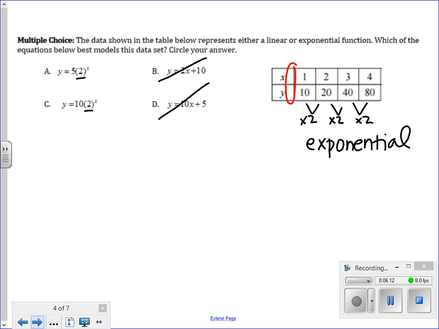What I'm going to have to do is figure out what is the starting value. Well, here's the trick. It's not 10 because the starting value has an x equal to 0, which is not on my table. So I actually need to go backwards a step and figure out what number do I multiply by 2 to get to 10. That value is 5. 5 is my starting value, which means that A is the equation for the table to the right.